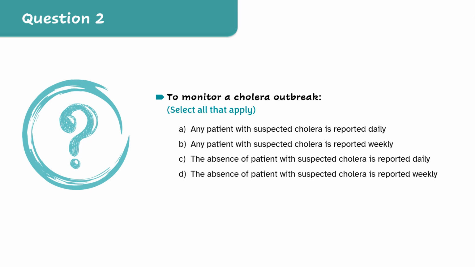Question 2. Select all that apply. To monitor a cholera outbreak. A. Any patient with suspected cholera is reported daily. B. Any patient with suspected cholera is reported weekly. C. The absence of patient with suspected cholera is reported daily. D. The absence of patient with suspected cholera is reported weekly.